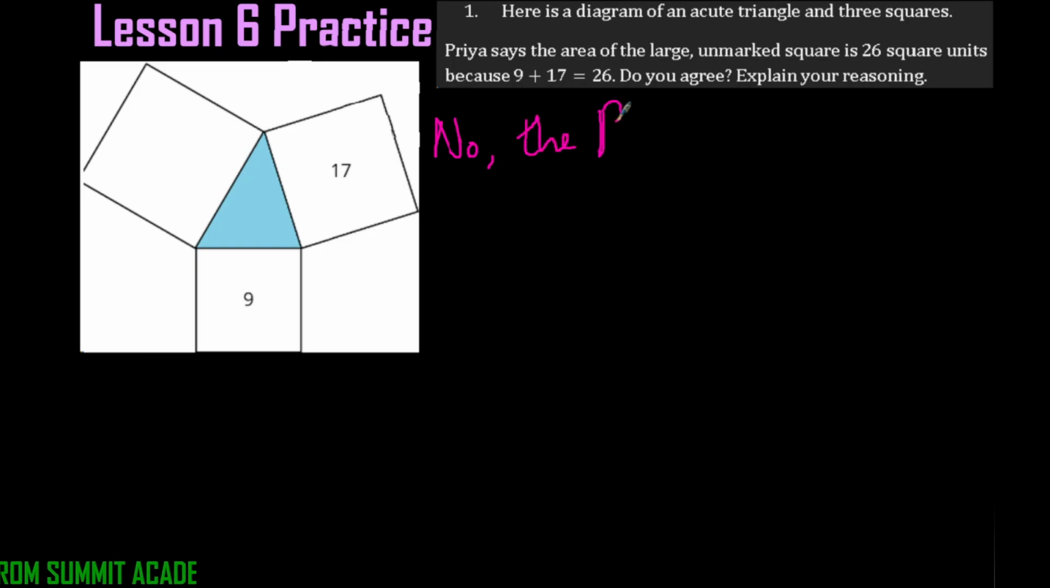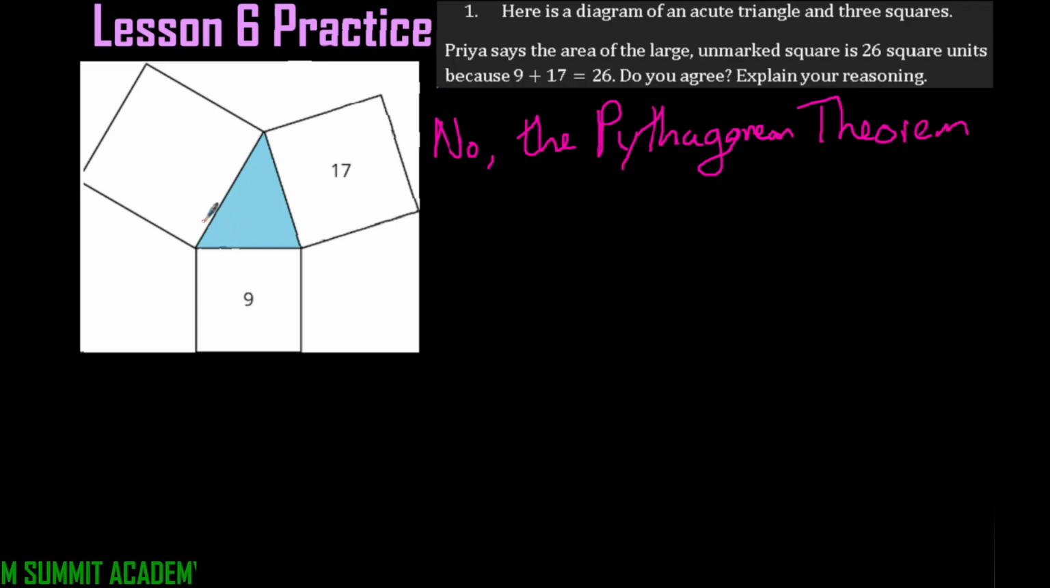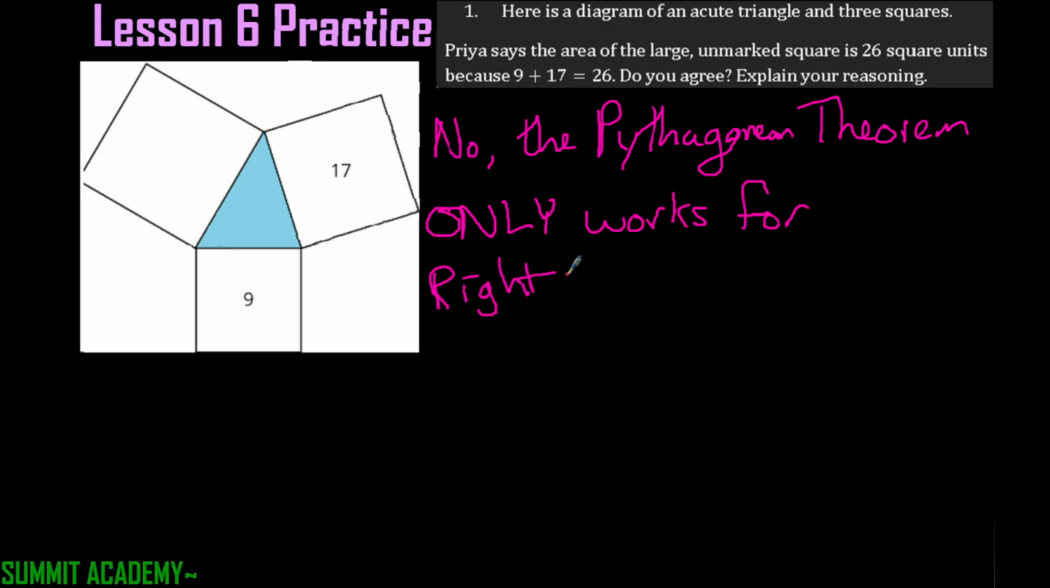The Pythagorean theorem only works for right triangles. And we know this is not a right triangle because it had that word acute in it, so we know it can't be a right triangle because it doesn't have any right angles in it. So the Pythagorean theorem only works for right triangles.